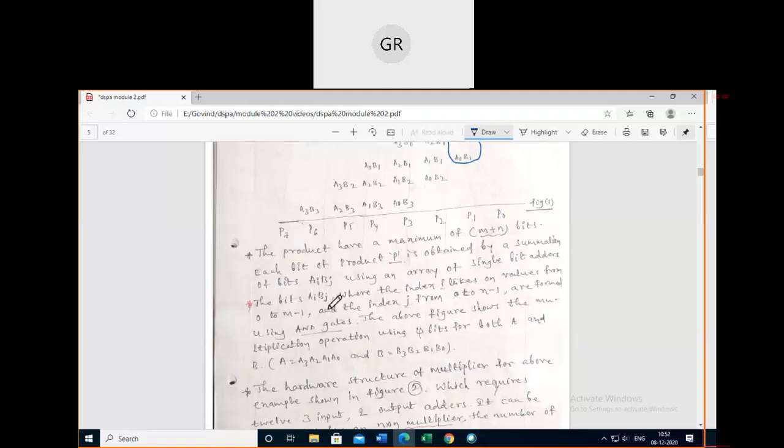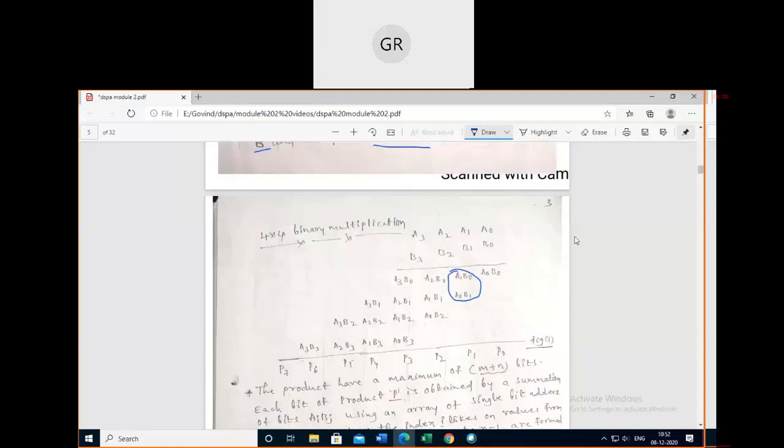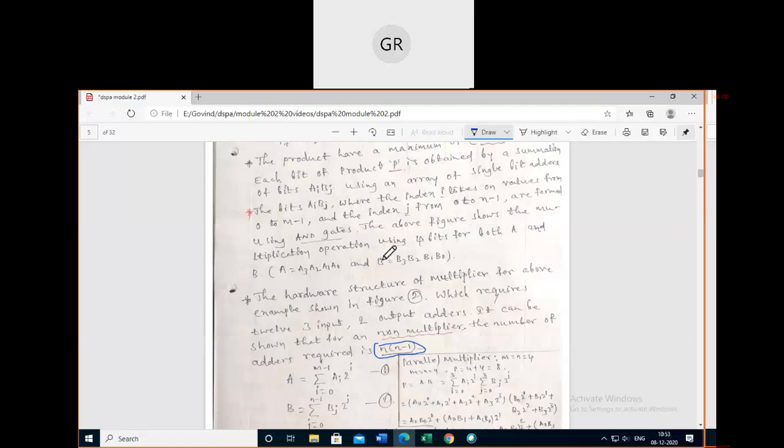The above figure shows the multiplication operation using 4 bits for both A and B. You have to go through this. The hardware structure of the multiplier for the above example is shown in figure 2, which requires 3 input, 2 output adders. It can be shown that for an n cross n multiplier, the number of adders required is, just remember, n into n minus 1.